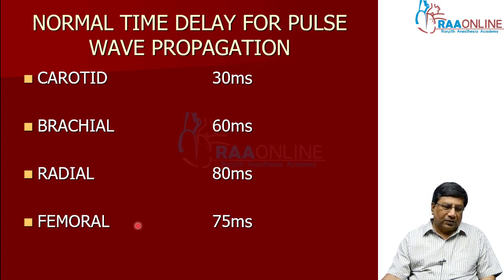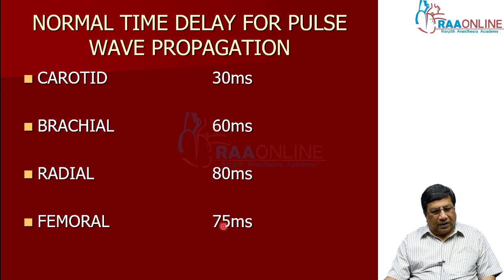Before that, we must know at what time after the onset of systole, after the first sound, each pulse is felt. So, 30 milliseconds after the first sound, the carotid pulse is felt. 60 milliseconds is the brachial pulse. 80 milliseconds for the radial pulse to be felt. And 75 milliseconds for the femoral pulse. So, this is the time frame by which you feel each one of these pulses after the first heart sound.